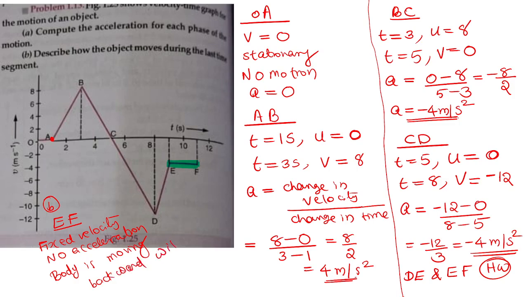With a speed of 4 meter per second. When we talk about speed, the sign we will not show. In the case of speed, the sign is not required. So -4 velocity means that the body is moving backward with a speed of 4 meter per second. The body is moving with a fixed speed 4 meter per second backward, no acceleration at all.